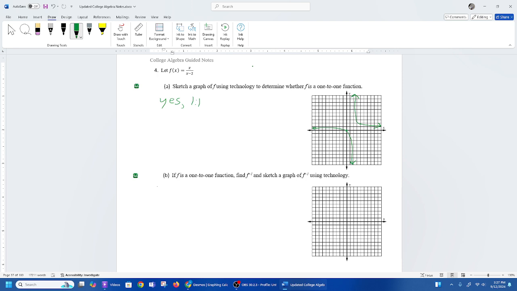F of x equals x over x minus 2, so y equals x over x minus 2. Swap out our x's and y's and we get x equals y over y minus 2, and now we're going to solve for y. Multiply both sides by y minus 2. Distribute our x. Get all our y's on one side. Get anything that doesn't have a y on the other side.